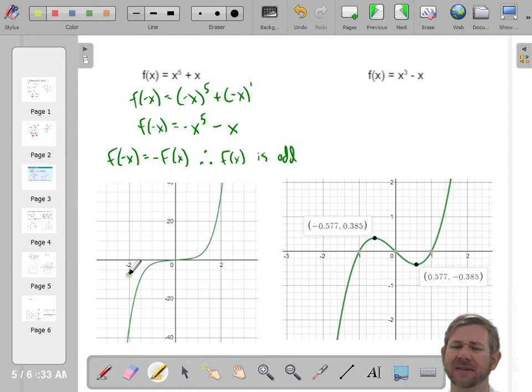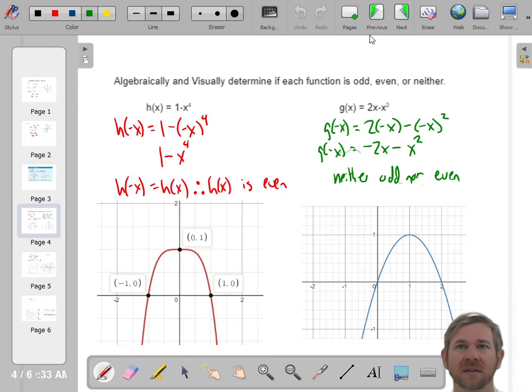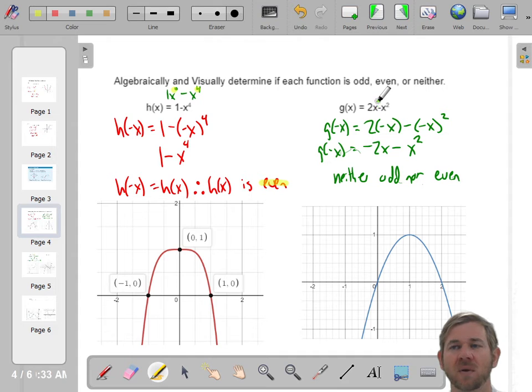And you might start to notice, wait, odd happens when all the signs flip, and that happens when the exponents are all odd. And these are even because this is 1x to the 0. When the exponents are all even, then the function is even. Here, one was odd and one was even, so it was neither. Are you starting to notice why we call these things even and odd?